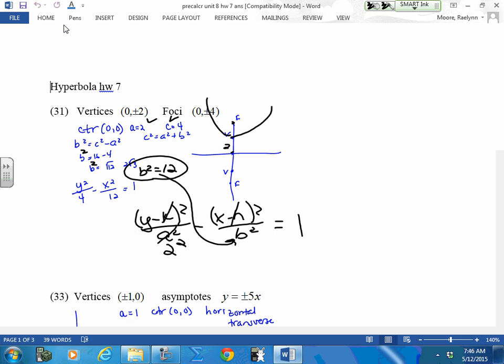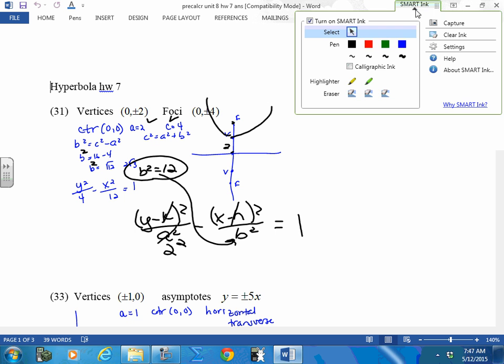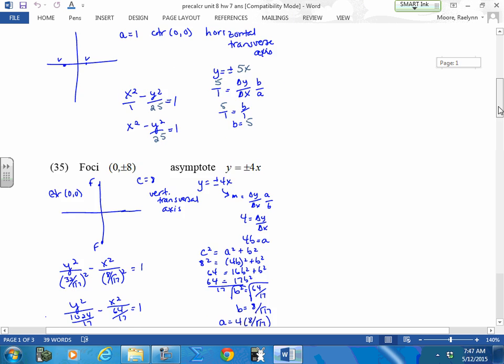Just start with your shell first, the basic equation. Fill in the parts as you go. Okay? We're going to come back and do the asymptotes in a minute.